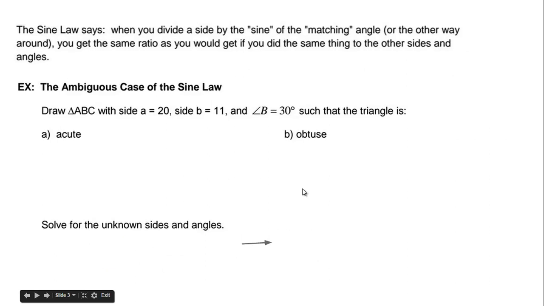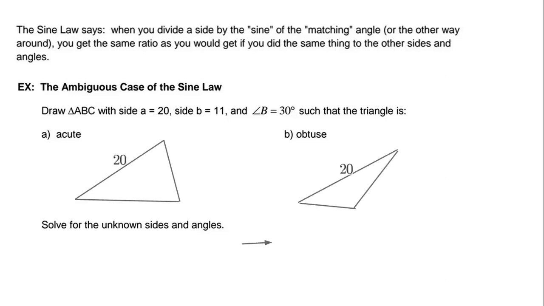The ambiguous case looks like this. If you've got a side or a couple sides and an angle across from one of the sides, you can actually draw 2 different triangles. You can draw one that's acute and one that's obtuse. If we put the 20 here as the top side, the 30 degrees and the 11 have to go across from each other. That's the only thing that matters.